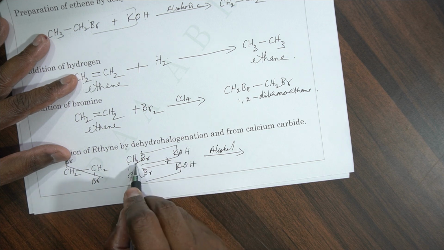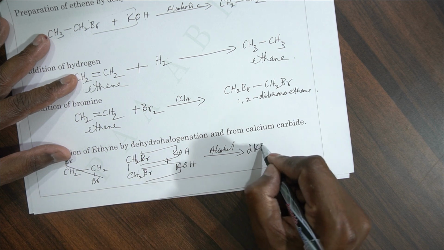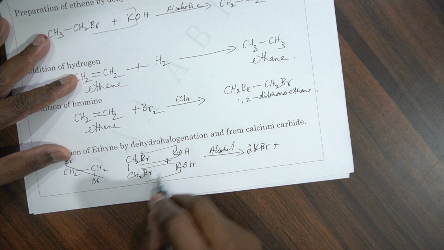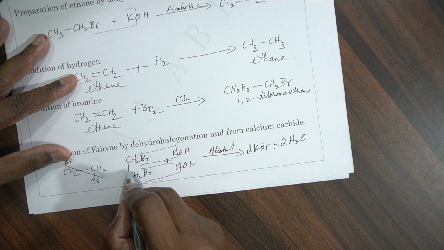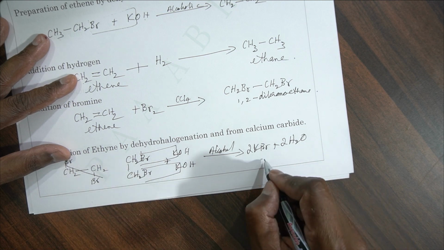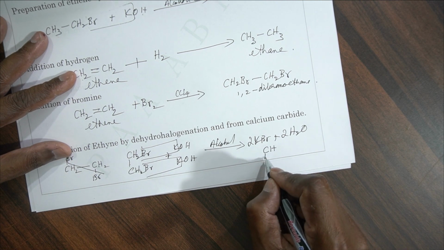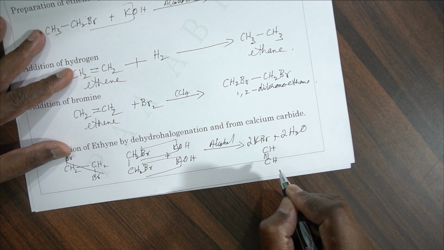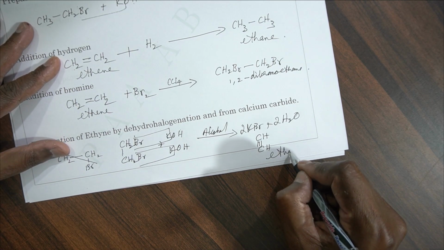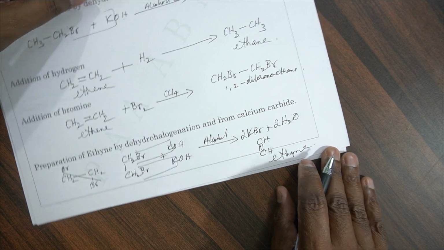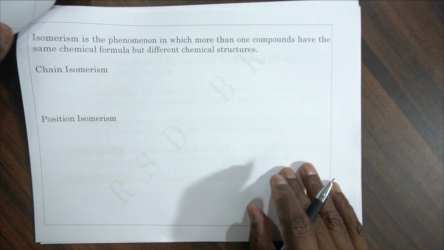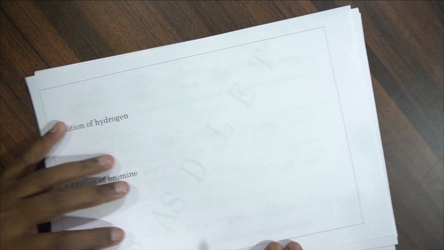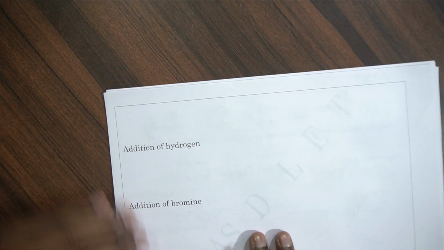The OH will take 1 hydrogen from here. So 2 KBr plus 2 OH is there, 1 hydrogen is removed, so it will form 2 H2O. What is left will be carbon with 1 hydrogen. So CH triple bond CH will be formed. So this is ethane. Okay. So this reaction is important. They can ask you.